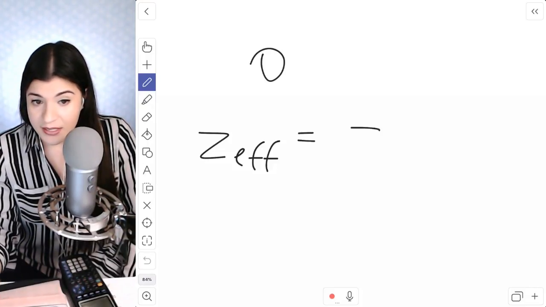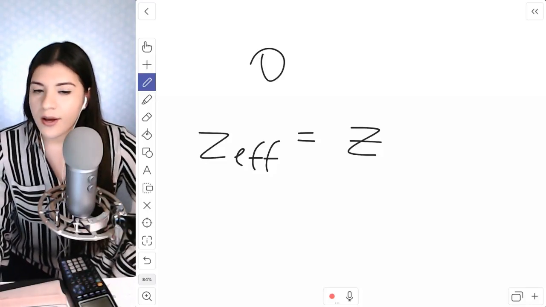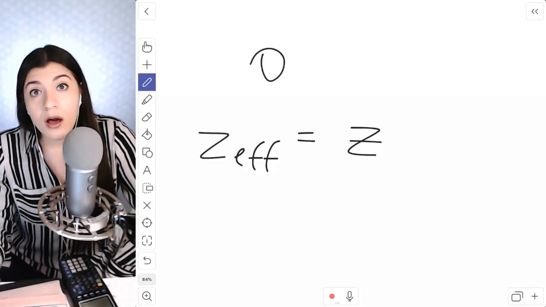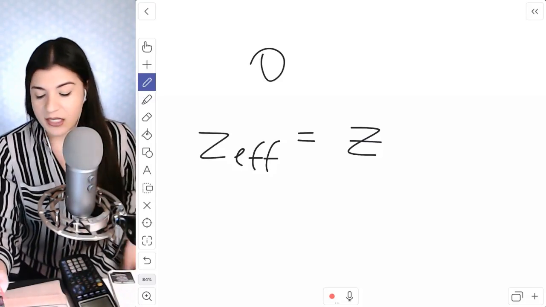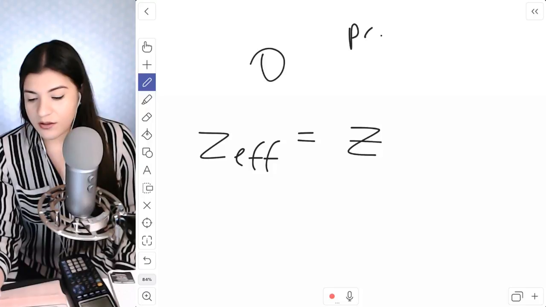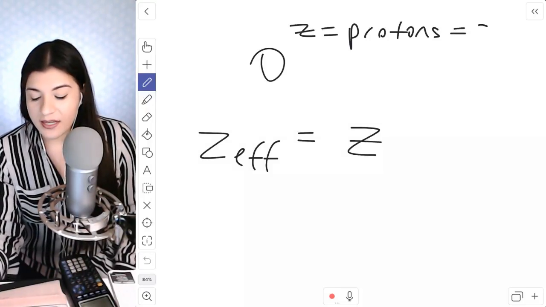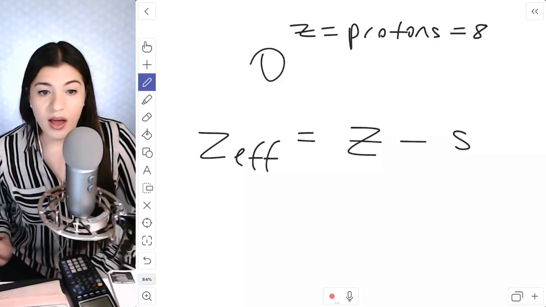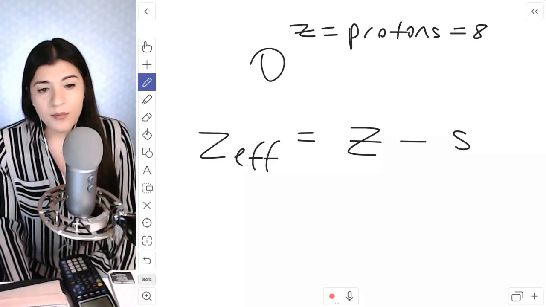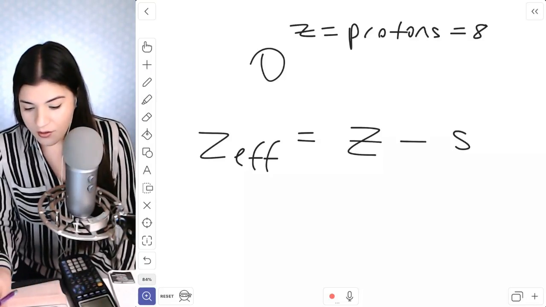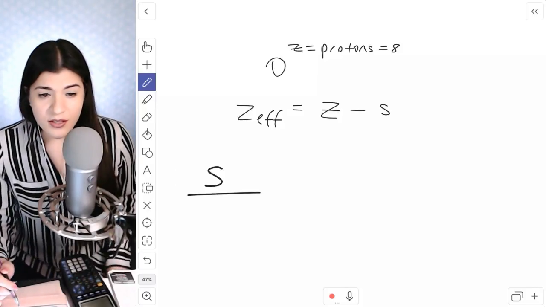The formula for this would be Z, which is just the number of protons, which we can figure out using the atomic number of oxygen. Our atomic number of oxygen is 8. So really that just tells us how many protons there are, or what Z is. So Z is 8, minus S, which is the average number of electrons between the nucleus and the outer electrons. I'll show you how to figure out what S is.